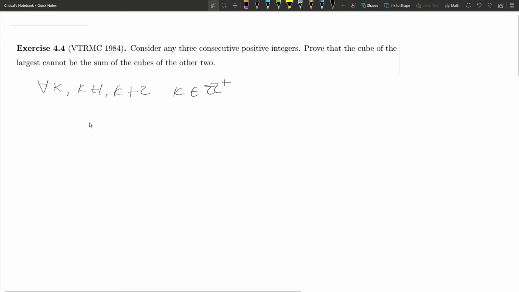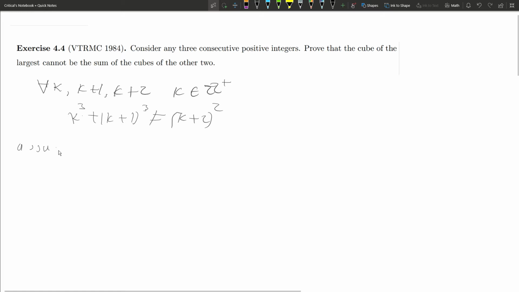Okay, so that would mean that for all k, the following statement is true: k cubed plus (k plus 1) cubed cannot be (k plus 2) cubed. Since this is a statement about all integers, I think the best approach would be to do it with proof by contradiction. Then we just assume the opposite.